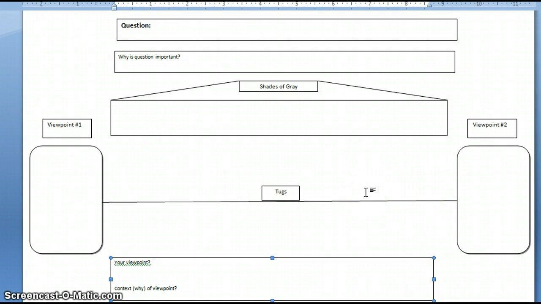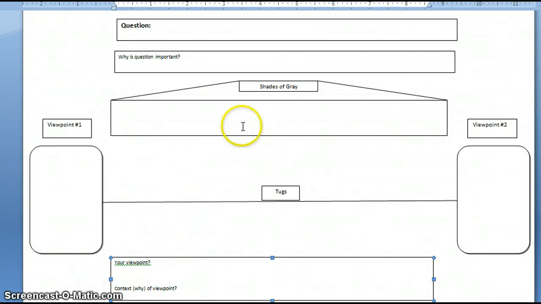After you've gone through and looked at the question, figured out why the question is important, looked at the extreme viewpoints, the shades of gray, looked at the stakeholders, the facts, and the bioethical principles of the stakeholders as well as your bioethical principles that influence you, you're then going to come up with your viewpoint. Now, I will tell you, what you write in this little box, you're going to have to add to when you actually answer the questions. So what is your viewpoint?